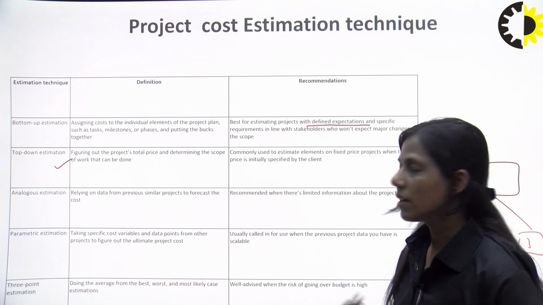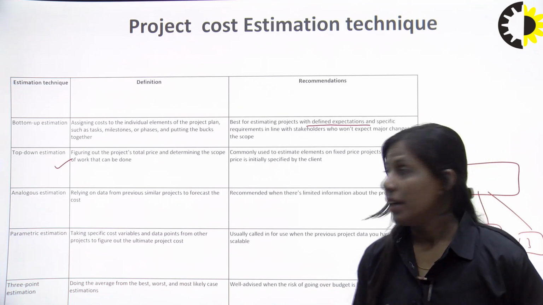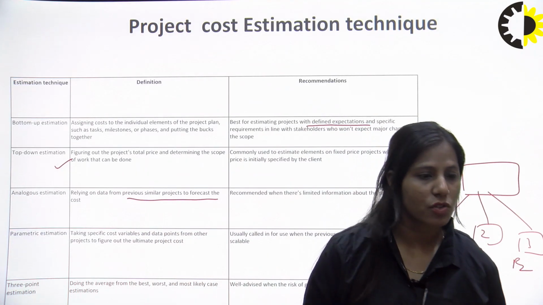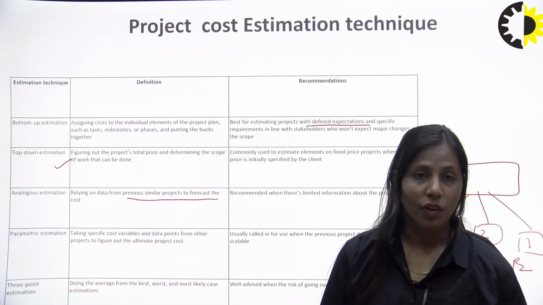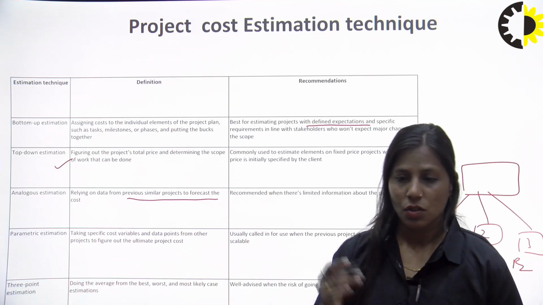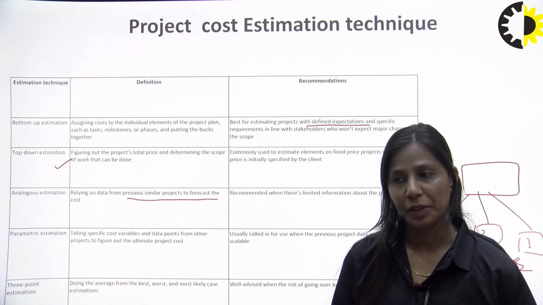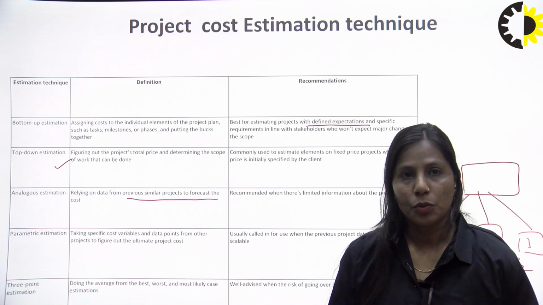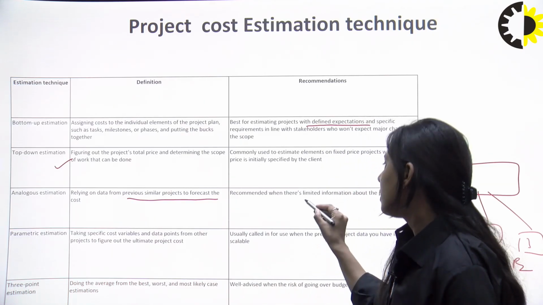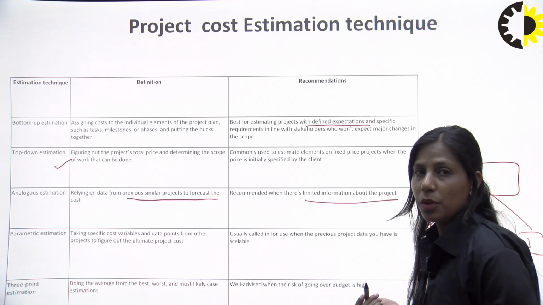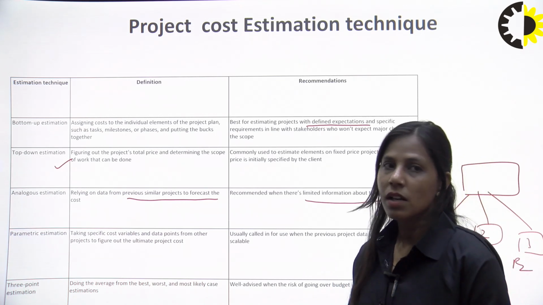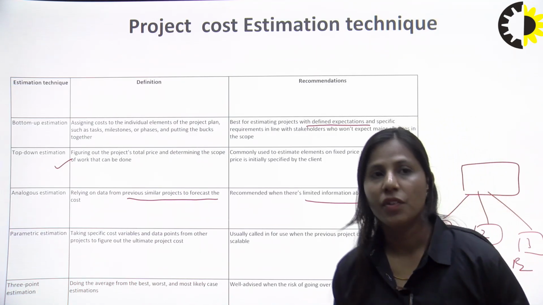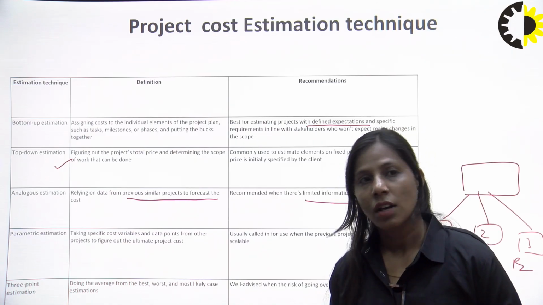Now talking about the next estimation technique, that is the analogous estimation technique. In this particular case, we are relying on the data from previous similar projects. For example, if we have done a project previously in earlier firms, we estimate the cost on the basis of that, how much cost can be estimated, or we generate an approximate idea for that cost. So it can be a recommendation when limited information is there about the project, then we can suggest that this is the price for that project. So this is how we can do analogous estimation from previous experience or the previous projects which we have already worked on.